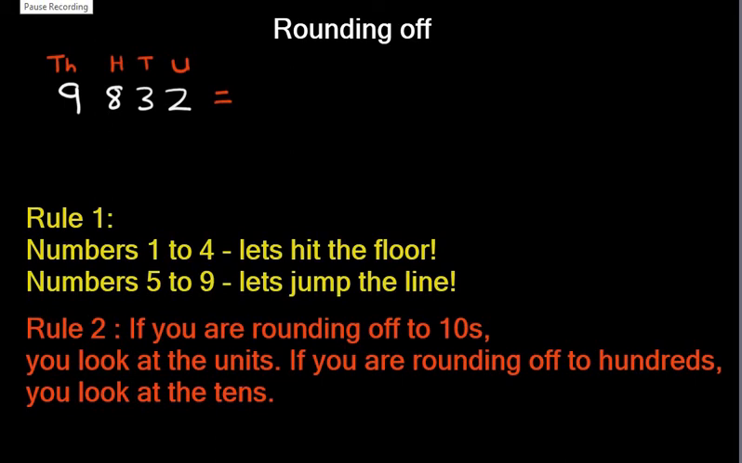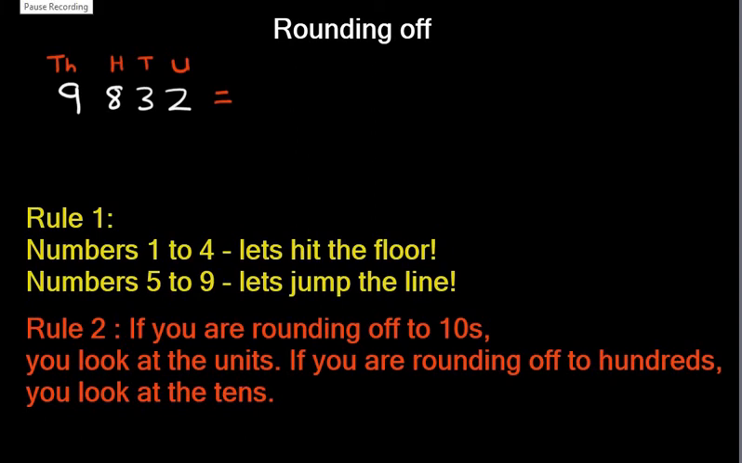Now let's look at rounding off to hundreds. As I mentioned to you earlier, when we round off to hundreds, we look at the tens. So what do we need to look at here? We need to look at the 2 or the 3. Can you tell me? Which one do we need to look at? We need to look at the 3 because we need to look at the tens.